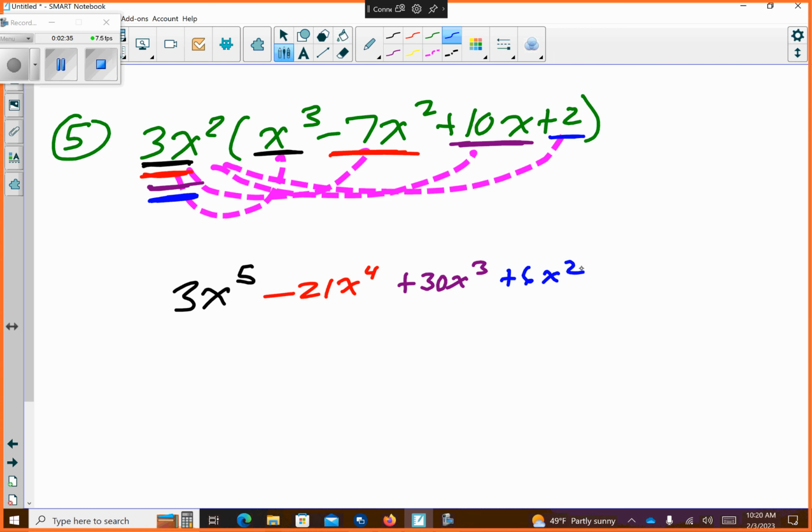6x squared. So on number 1, 3, and 5, we did not factor out a greatest common factor. We just put it back together. That becomes something we have to be very cautious with, knowing that we're going back and forth. What other questions would work for me to help you with?